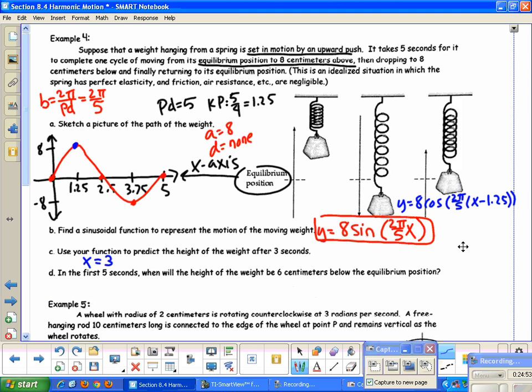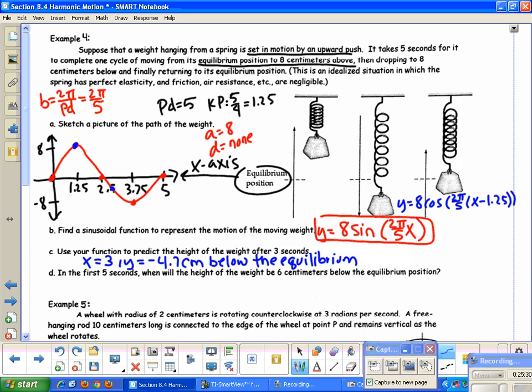So I would write that our y value is equal to negative 4.7 centimeters below the equilibrium position. And of course, if you look at your graph, you can see if that kind of makes sense. Well, if I have 3 seconds, that's going to be somewhere in here. So somewhere in here would be negative, and it looks like about halfway in between, so negative 4.7. So we did good there.